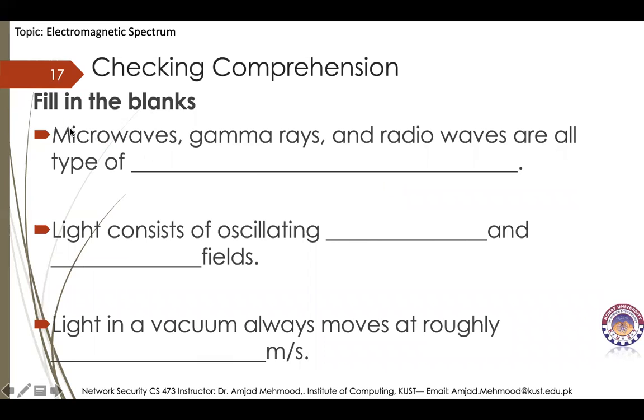Here you can see that microwave, gamma rays, and radio waves are electromagnetic radiation. As we know, all these are different kinds of waves. Electromagnetic radiation consists of oscillating electric and magnetic fields. Light in a vacuum always moves at roughly 3 million meters per second.